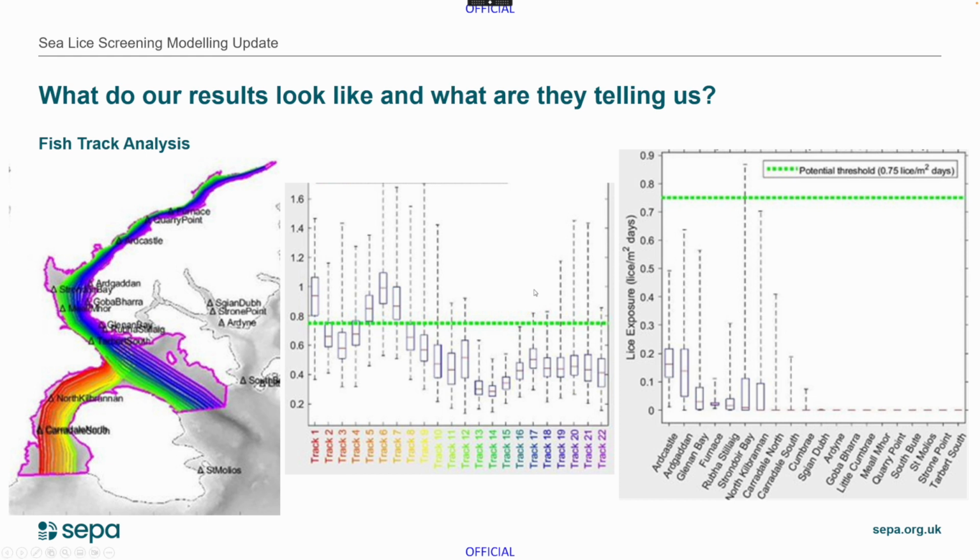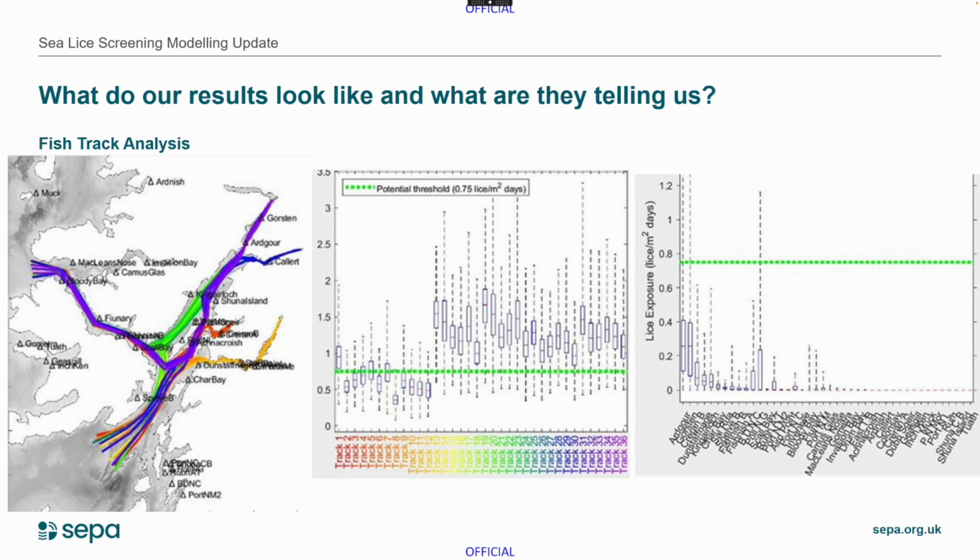The one thing we can also do is look at the analysis of which sites contribute the most to the modelled outputs. What we found is that not all sites contribute equally to the exposure that the virtual smolts experience as they move through the modelled lice. So this is quite a useful tool for identifying the relative risk of different sites.